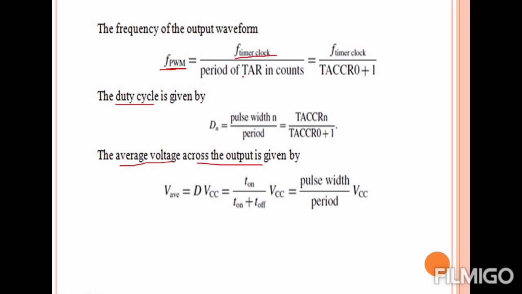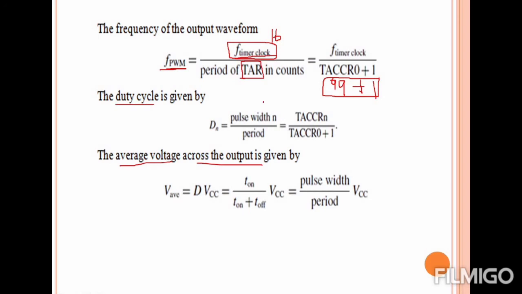See here, F timer clock is the clock coming to the counter. That is the frequency of the clock that is given to the 16-bit counter, divided by the period of TAR. That is the maximum count that we loaded in the TAR, TACCR0. What is that? 99, plus 0 is also a count. Now, 99 plus 1, total 100. Therefore, the PWM frequency is equal to F timer clock by TACCR0 plus 1. That is equal to 100 here.